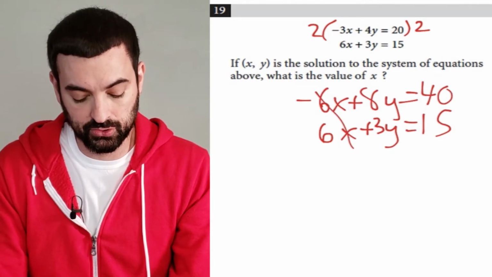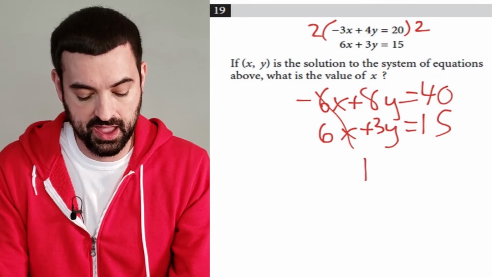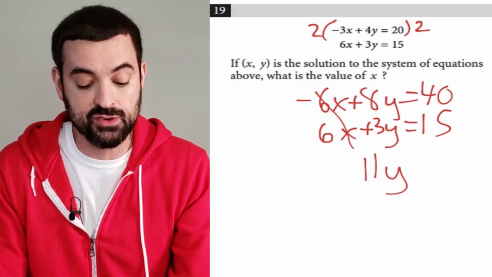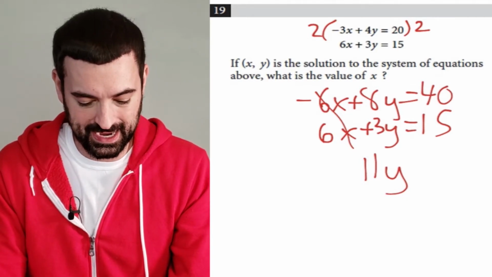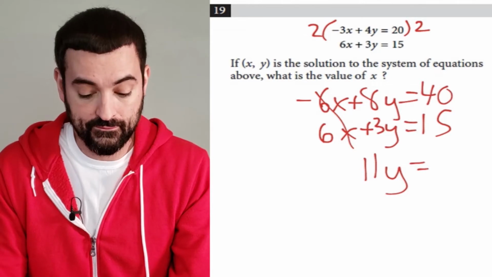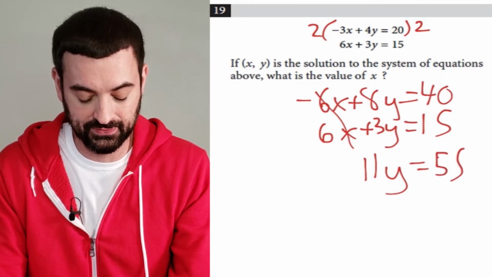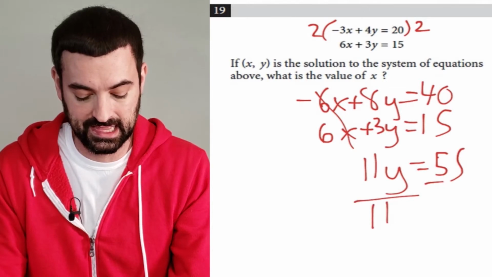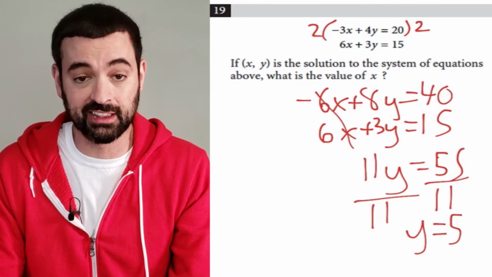8y plus 3y is 11y. And 40 plus 15 is 55. I'm going to divide both sides by 11. Y equals 5. Now this is a free response answer.